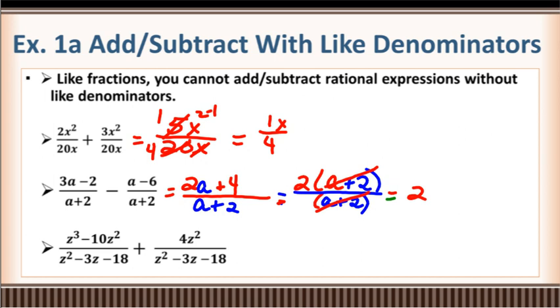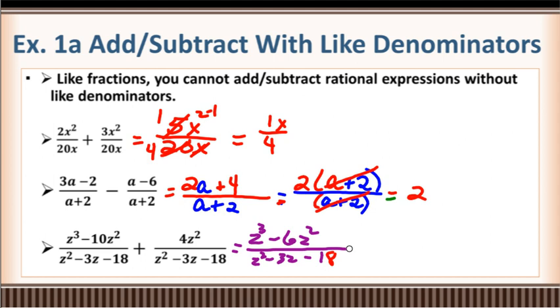Next one, z cubed minus 10z squared over z squared minus 3z minus 18 plus 4z squared over z squared minus 3z minus 18. Since the denominators are the same, I've got z squared minus 3z minus 18. I can now combine numerators. I have a z cubed. I have a negative 10z squared plus 4z squared. That's a minus 6z squared.